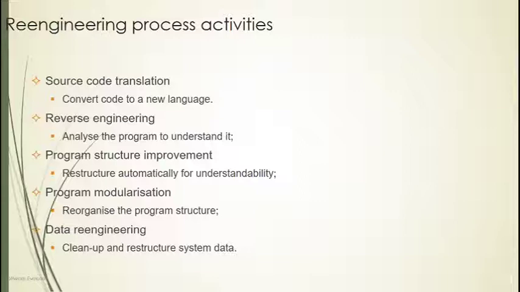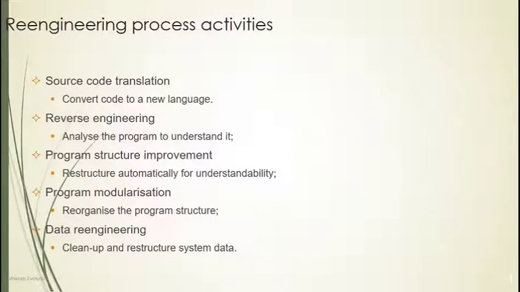The fourth one is program modularization. It is reorganizing the program structure. Since the architecture of the system has been changed, the program structure has to be reorganized. Related parts of the programs are grouped together, and appropriate redundancy is removed. In some cases, this stage may involve refactoring of the architecture. Program modularization is a manual process.